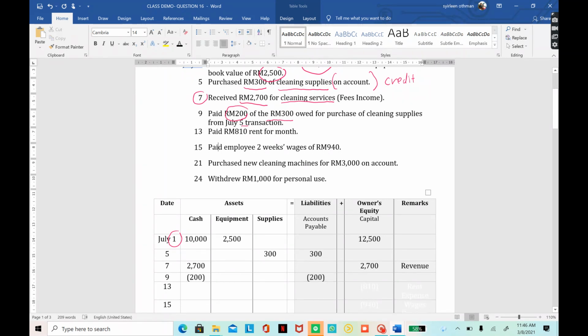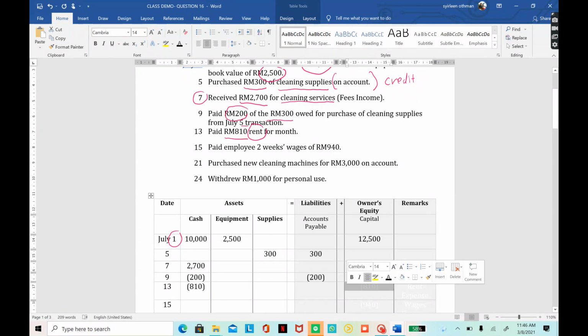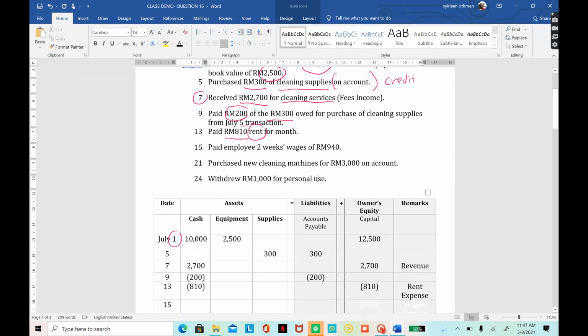On 13th of July, he paid 810 ringgit for the rent. So on 13th of July, we will minus 810 ringgit from the cash column, and at the same time we'll minus the same amount, 810 ringgit, in the owner's equity column, and this payment is made for the rent expense, or you can also put rental expense.